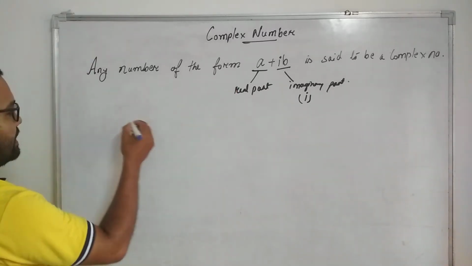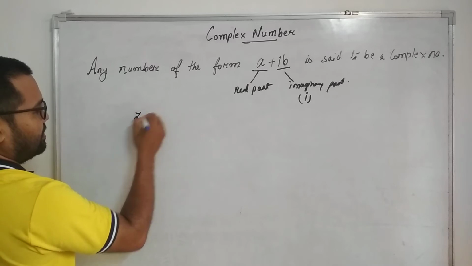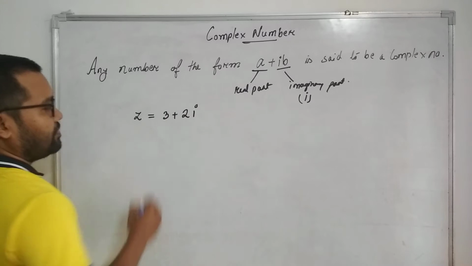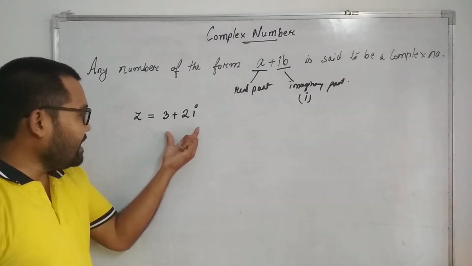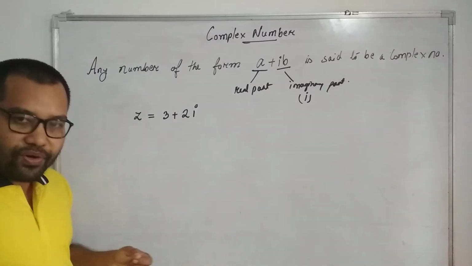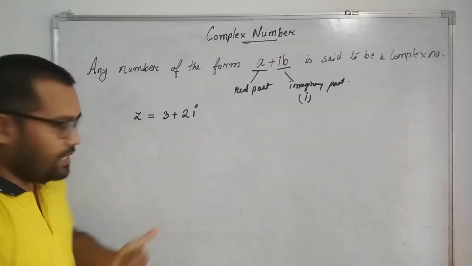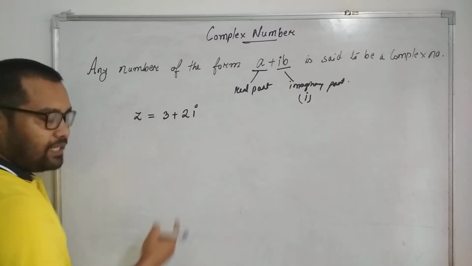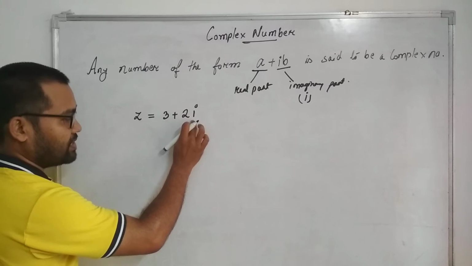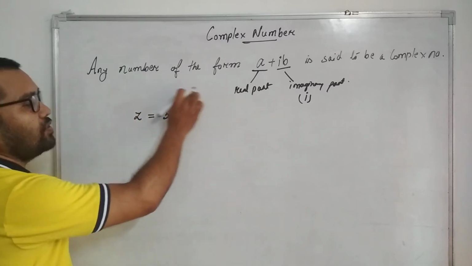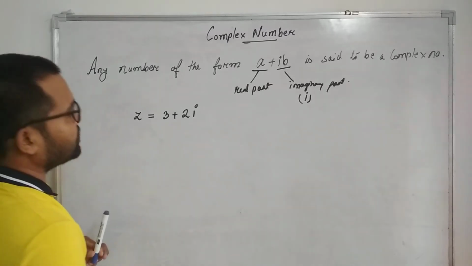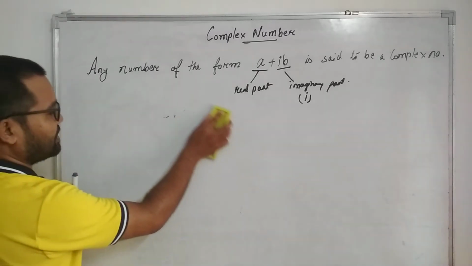So, for example, let me take z as the name of this number: z = 3 plus 2i. By seeing this, I can say that this is of the form a plus ib. Therefore, we can say this is a complex number. 3 is the real part and 2i is the imaginary part, and as a whole it is called a complex number. I hope you have understood till now the definition of a complex number.